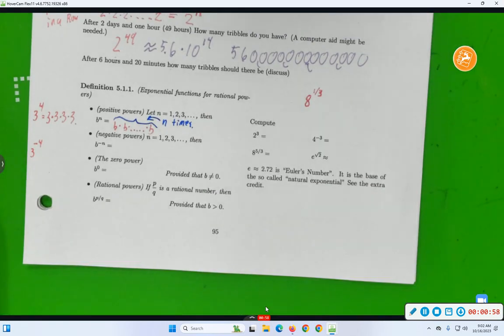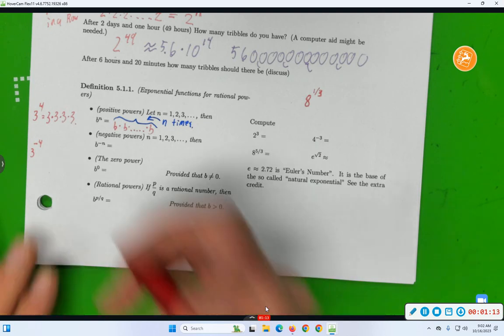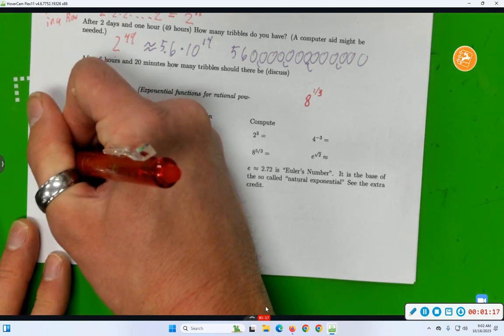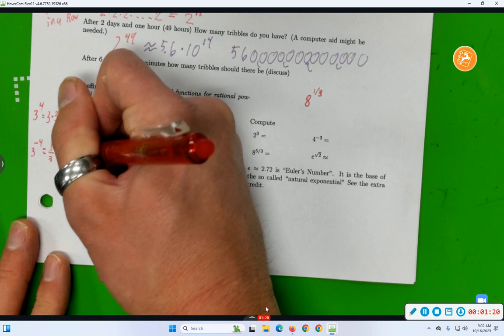If 3 to the 4 means 3 times 3 times 3 times 3, what should 3 to the negative 4 mean? It's like the opposite of multiplying by a number a bunch of times. Divide. 3 to the negative 4 just means divide by 3 that many times. And there are two different ways of writing that. That's either 1 over 3 times 1 over 3 times 1 over 3 times 1 over 3.